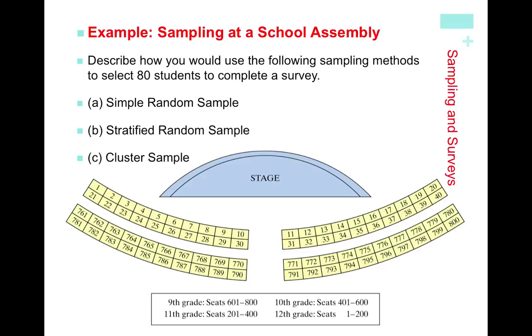And then finally, your cluster sample. With the way that the students are seated, each column will have a mix of 9th through 12th graders. So you could take a cluster that contains students from all four grade levels if you treat each column as a cluster. Because there are 20 columns, there are 20 clusters, each with 40 seats, so you would need to choose 2 clusters at random to get 80 students for the survey. You would choose them randomly by technology or using table D.